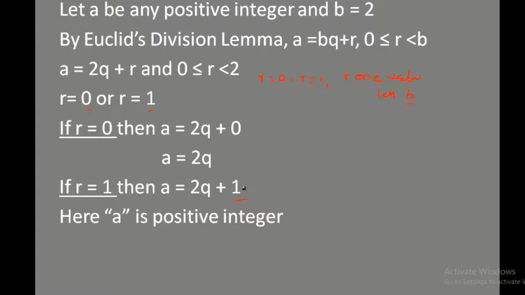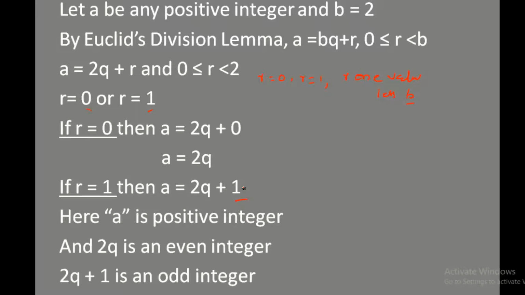Here a is a positive integer and 2q is an even integer. You all know that any number multiplied by 2 or exactly divided by 2 is always even, and its counterpart is odd. So 2q plus 1 is odd.